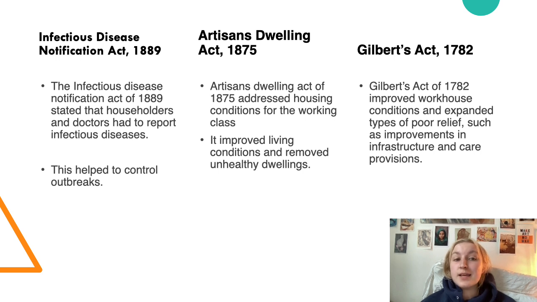The Artisans' Dwelling Act of 1875 addressed housing conditions for the working class, which led to improved living conditions and removing unhealthy dwellings. The Gilberts Act of 1782 improved workhouse conditions and expanded types of poor relief, such as improvements in infrastructure and care provisions.